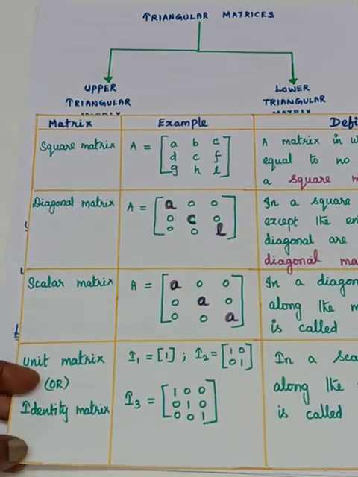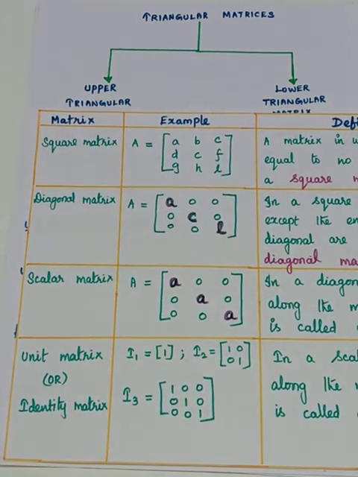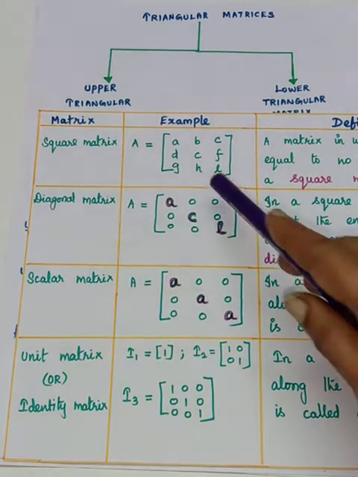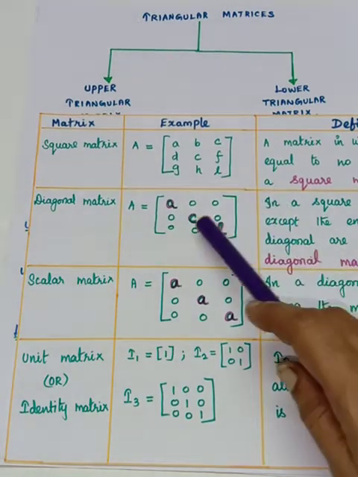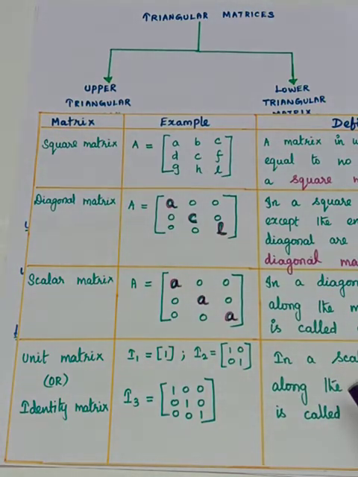So the next one, you see the diagonal matrix. So in the square matrix, okay, all the entries except the main diagonal, which is called the main diagonal.